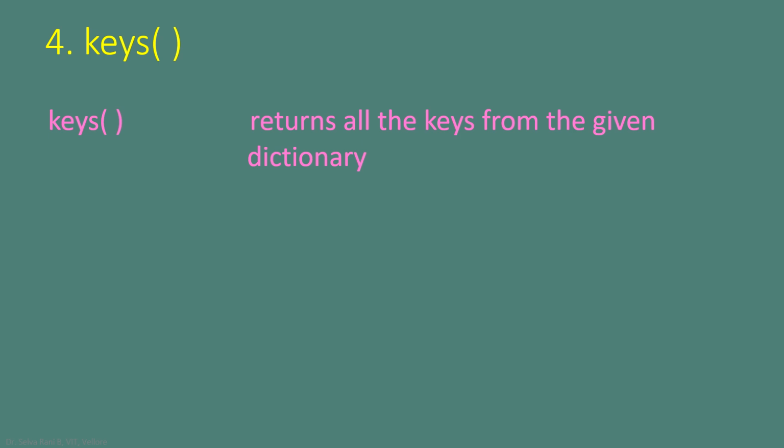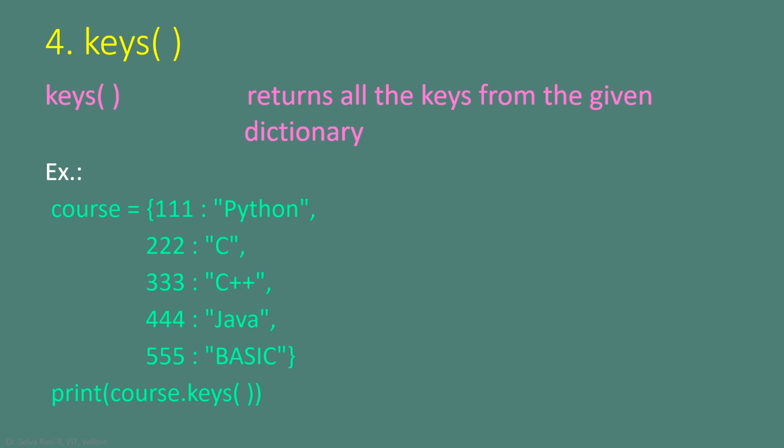Next method is keys. Keys is a method which will return all the keys from the given dictionary. For example, let us consider the course dictionary and let's use the print statement to check what is the output of using this keys method. Inside the print statement, we have given course.keys. This method will retrieve all the keys from the dictionary course and the output is dict_keys of all the keys enclosed inside a list.